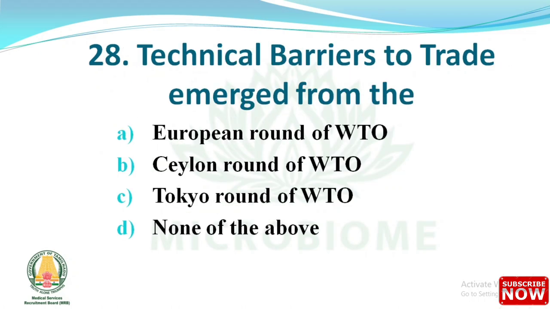And next question, technical barriers to trade emerged from the options are European round of WTO, Ceylon round of World Trade Organization, Tokyo round of WTO and none of the above. The right answer, option C, Tokyo round of World Trade Organization.